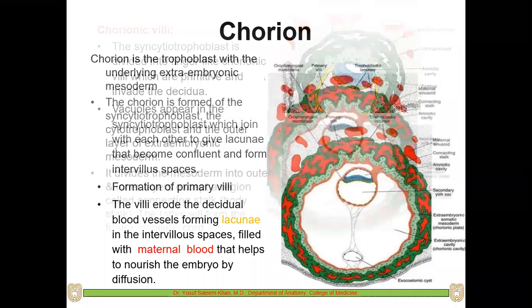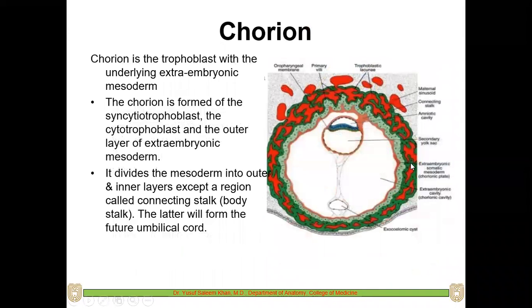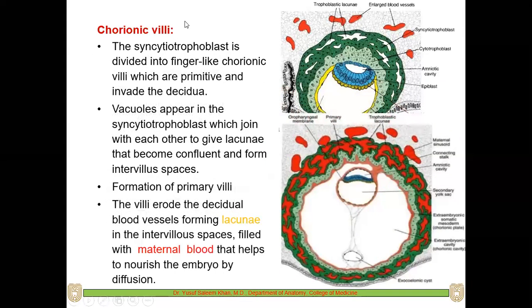We have already seen the chorion. Chorion is nothing but the three layers here: the syncytiotrophoblast, cytotrophoblast, and the extraembryonic mesoderm. These three layers are called chorion or chorionic plate. Now there is something called chorionic villi. The syncytiotrophoblast is divided into finger-like chorionic villi, which are primitive, and invade the endometrium.